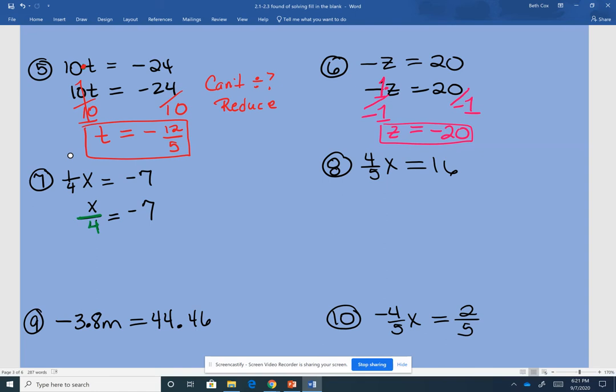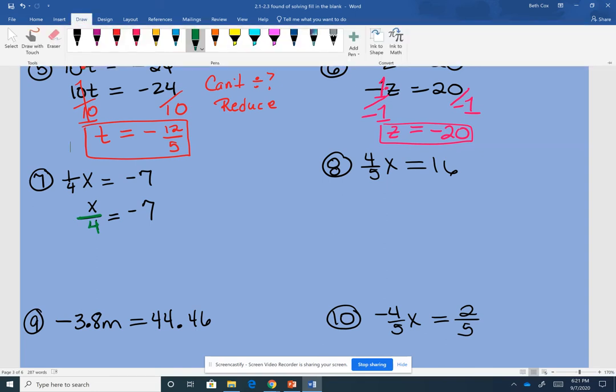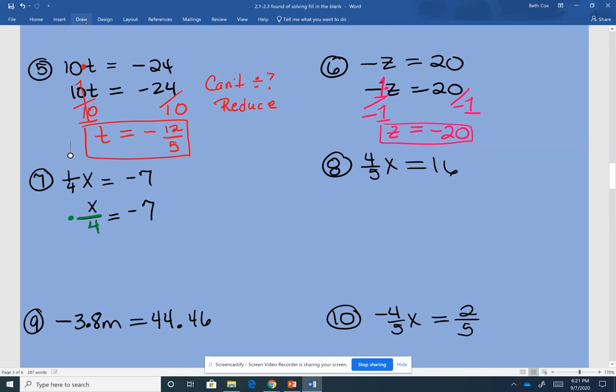And how do I reverse divide by 4? Well, I'm going to come in and multiply by 4. So I'm going to multiply by 4 on the right. What happens is this becomes a 1. 4 over 4 is 1, and I have 1x. That's it. And what I do on the left was multiply by 4. I have to do the same thing on the right. And I get negative 28. And so there's my answer. The variable has been isolated and everything else is on the other side.